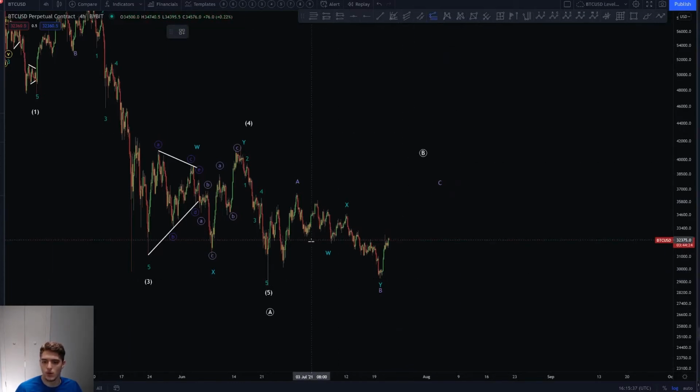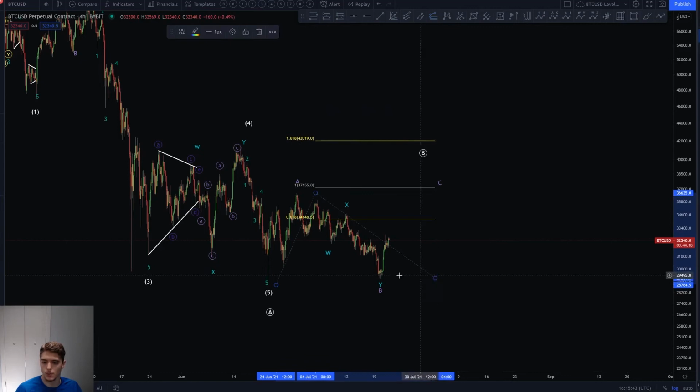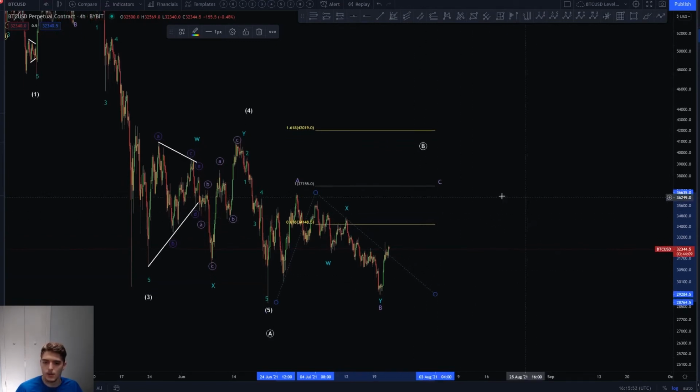So in this case, you want to be looking for about the 1-to-1 Fibonacci extension of wave A to be hit. You pull a Fibonacci extension tool from the beginning of wave A to the end of wave A, and you compare it to the beginning of wave C, or the end of wave B. And in this case, it would come in at about 37.1K, give or take some.